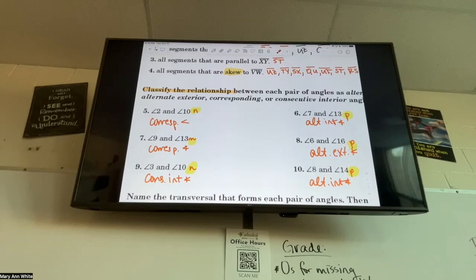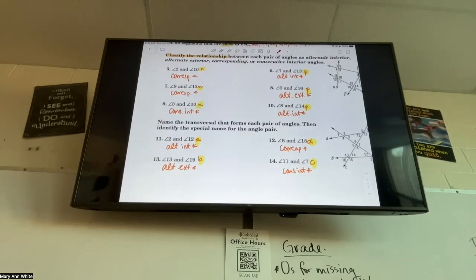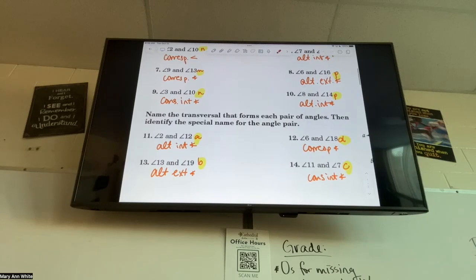Okay. And the last part of this page also says name the transversal and identify the special name for each angle pair. So make sure that you get those four right as well. I know some of these diagrams were a little bit funny, but hopefully in that 3.2 section that we've done, it will make a little bit more sense. It should be a little bit clearer. Any questions on these four?